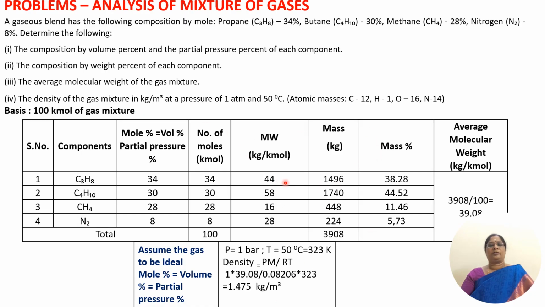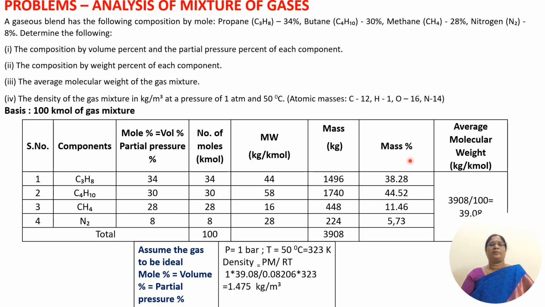Next, let us write down the molecular weight to calculate the mass. For the first one, the molecular weight is 44. For the next one, butane, it's 58. For methane, it's 16. And for nitrogen, it's 28. So the mass can be found out by using the formula number of moles into molecular weight. That is 34 into 44 is 1496. For butane, it's 30 into 58, 1740. For methane, 28 into 16 is 448, and for nitrogen, it's 8 into 28, 224. Let us make the total of all four to give 3908.